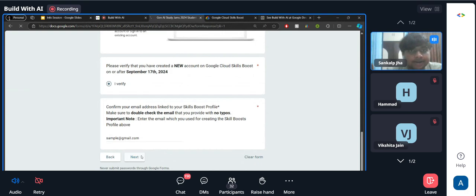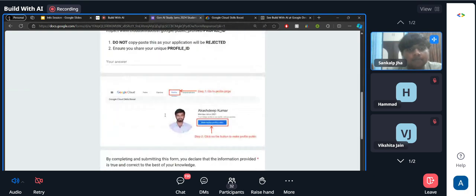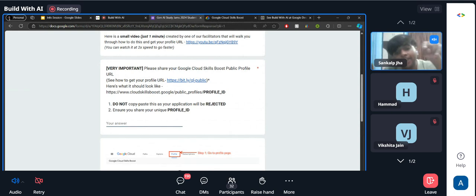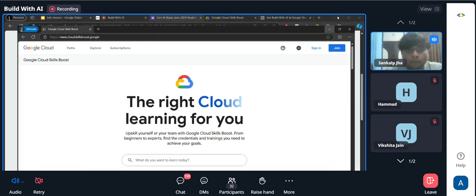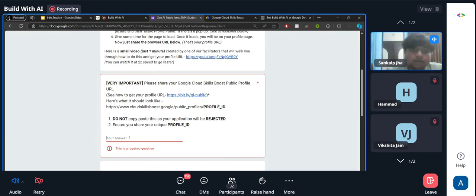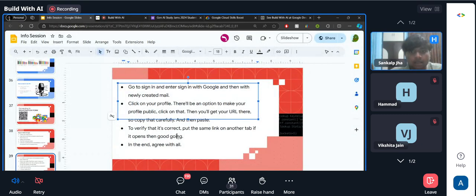And once I go ahead, you have to paste here the link of the ID which you created in your incognito tab, once you have signed in and followed all the instructions in your profile. And the link that is created will be in the form of this. All right. So make sure you fill the Google form like this. If you want to verify that you have done it correctly, put the same link on another tab. If it opens, then it's good going.